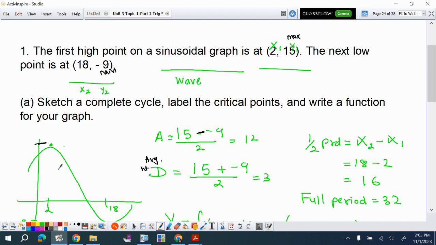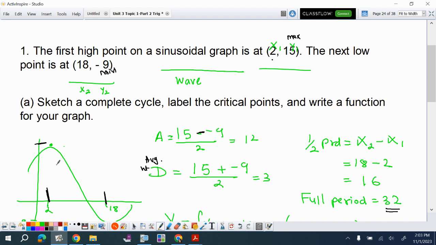Okay, so now let's talk about the period. Period is always found from the x values. So 2 and 18. What's the difference between 18 and 2? Period is always positive, so you can say x1, y1, x2, y2. The difference between 18 and 2 is half the period. Half the period is 16, so you can say the full period is 32.